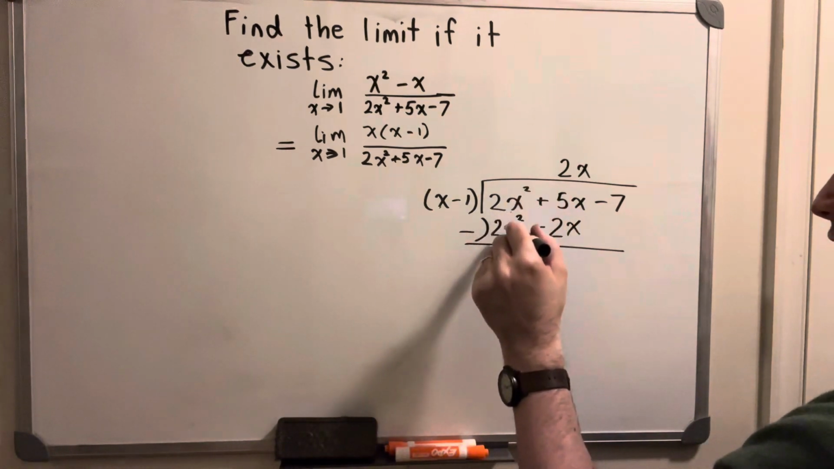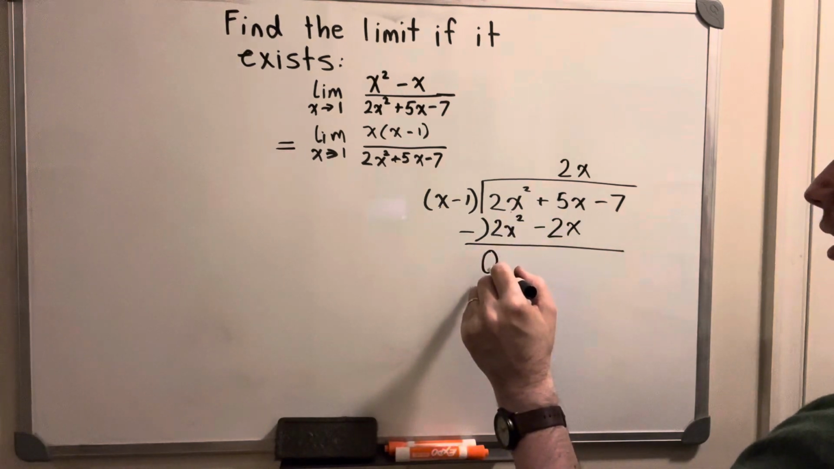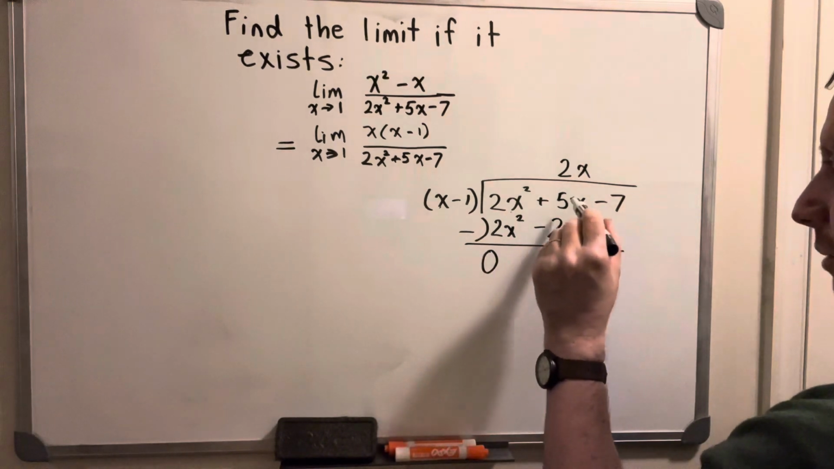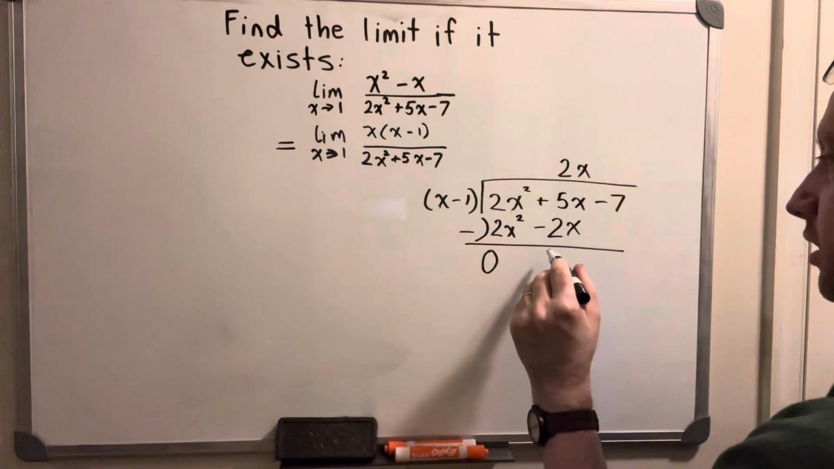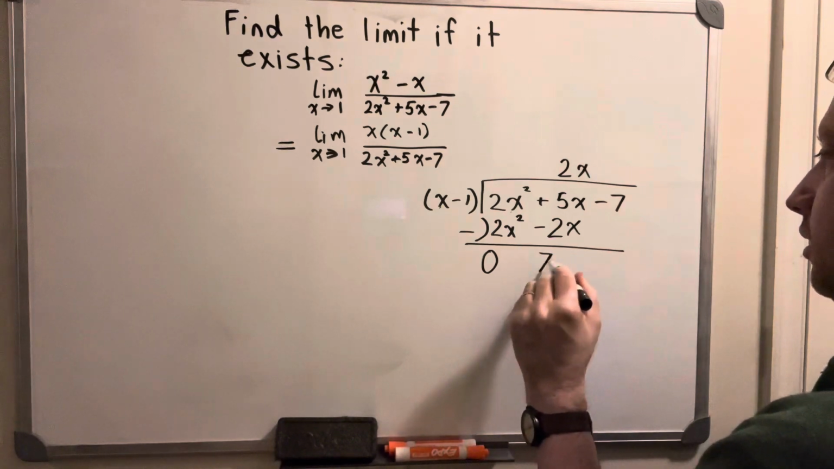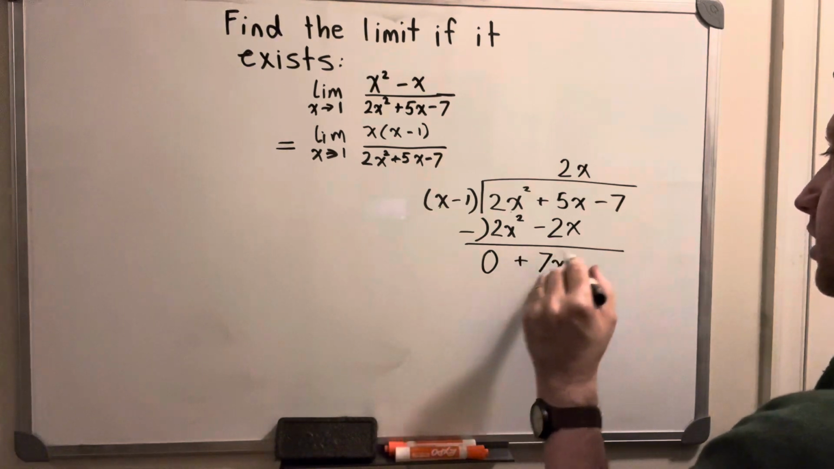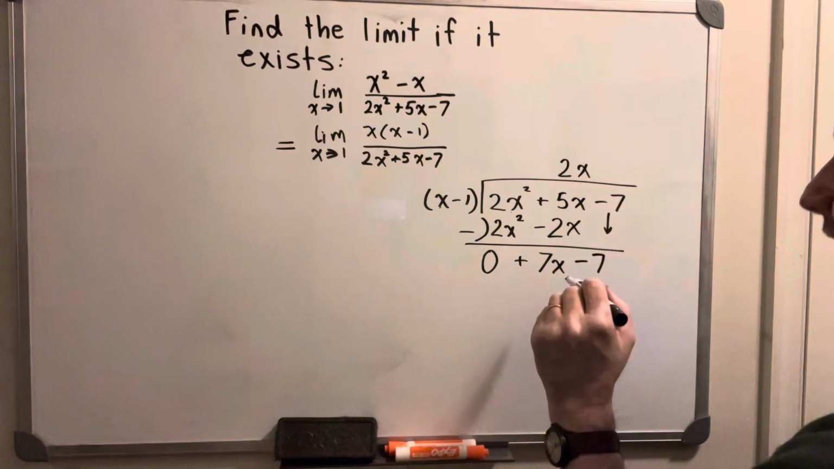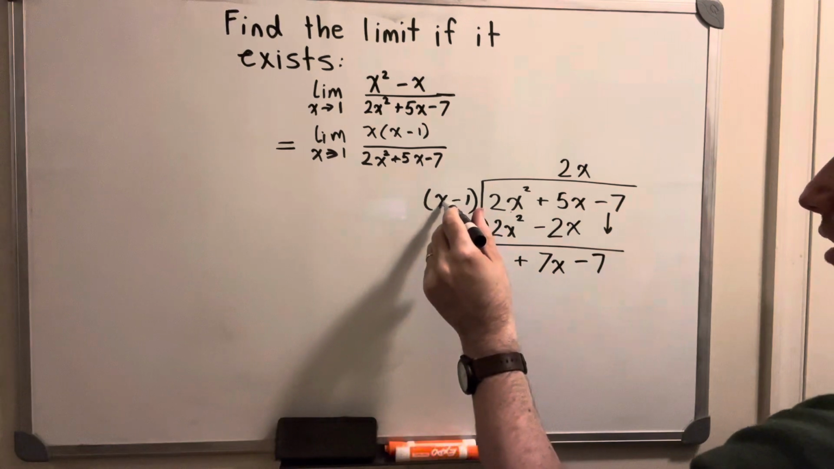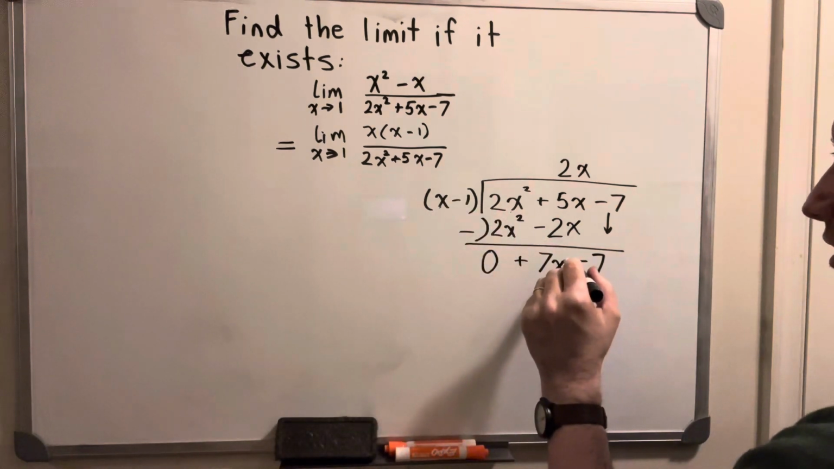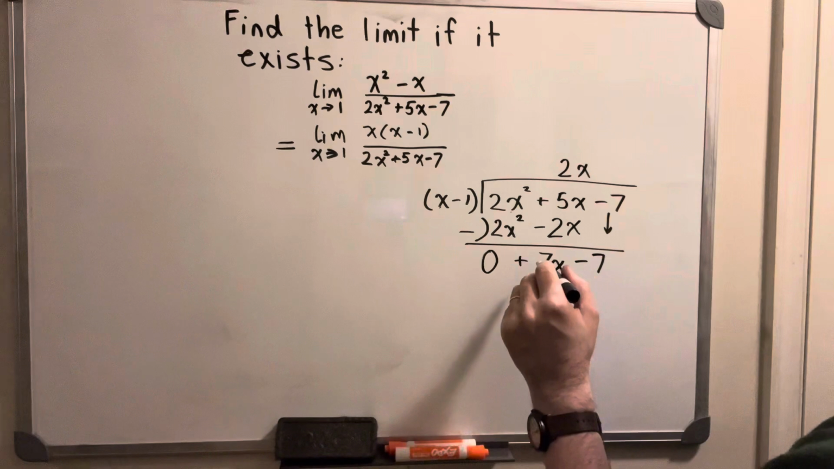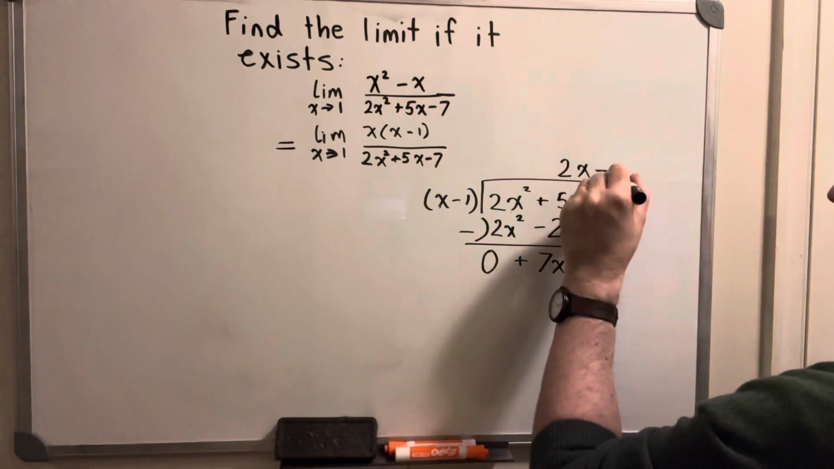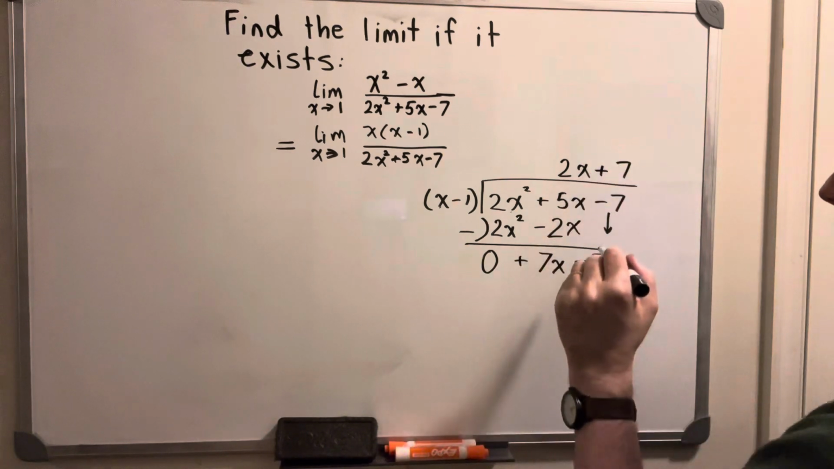See, 2x squared minus 2x squared, 0. 5x minus negative 2x is the same as 5x plus 2x, which is 7x. And then we can just drop down the minus 7. Now, we need to figure out x times what equals 7x. That's pretty easy. x times 7 equals 7x. Positive 7, so we write a plus 7 right here.